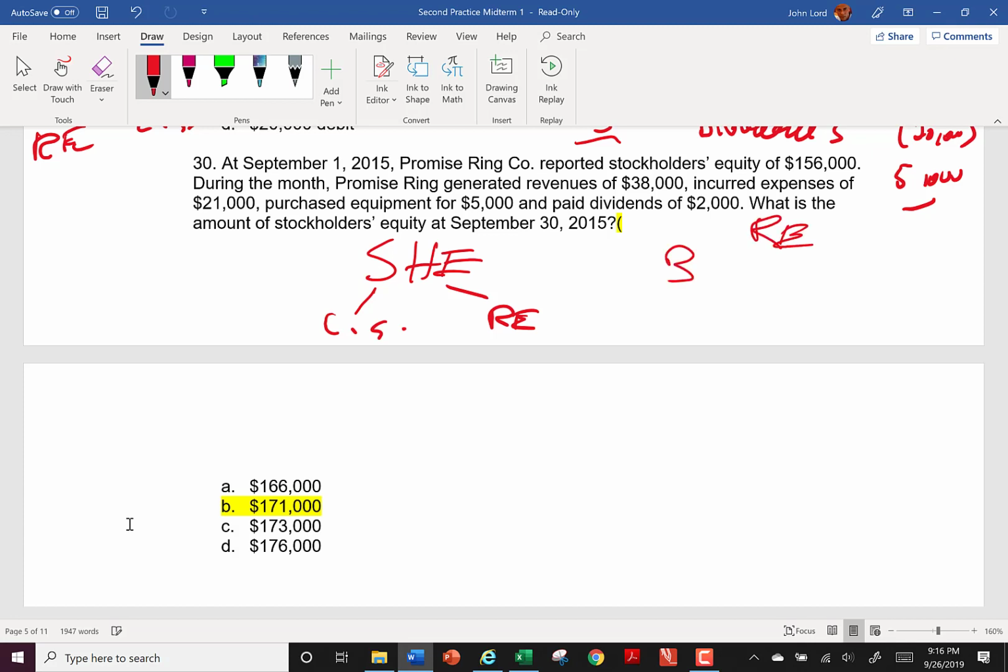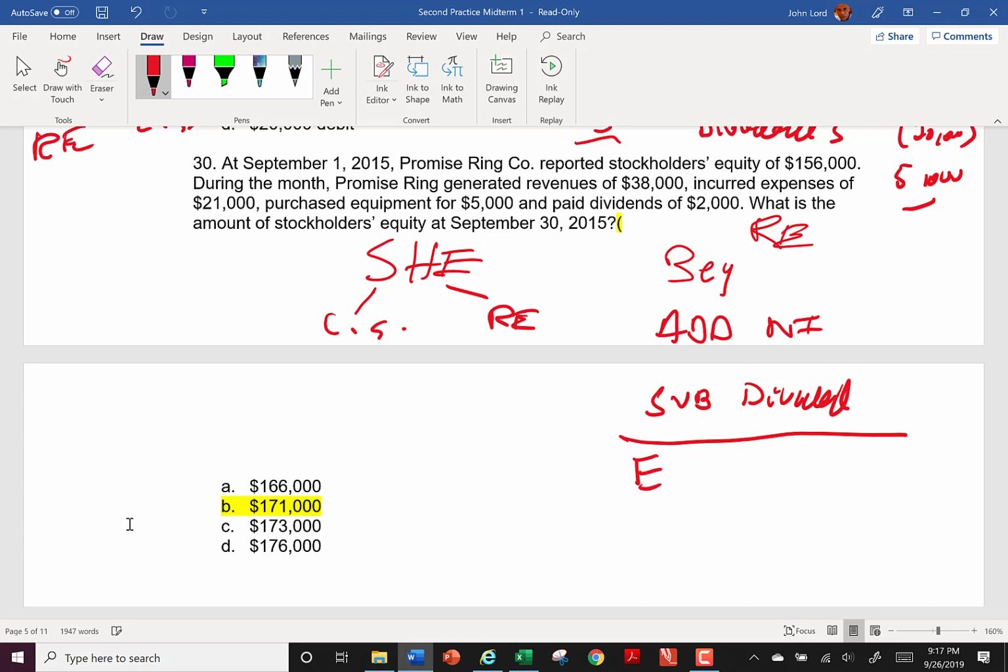Good. Beginning balance, I add, I subtract. I add, what do I add? Net income. What do I subtract? Dividends, good. And I then do what? Do the ending balance, which is what they're asking me here. So did I have a beginning balance? Now they're asking me it's September 30th, so the beginning of September is September 1st, isn't it? So here they did give me a beginning balance. Beginning balance is what, 156,000?